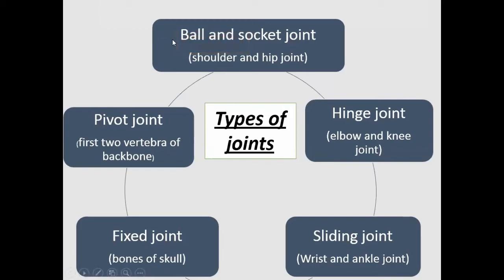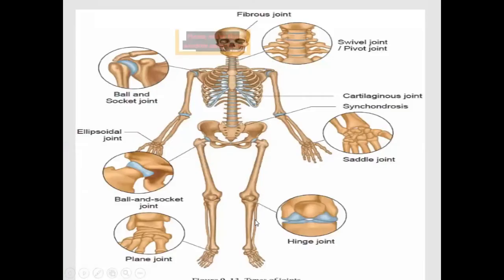As their name shows, it's a ball-like ball and socket-like joint. That's why they call it a ball and socket. Examples: ball and socket joints are present in the shoulder and hip joint, hinge joints are present in the elbow and the knee, and sliding joints are present in the wrist and the ankle joint. Fixed joints are not movable; they are the bones of a skull. And pivot joint, the first two vertebrae of the backbone. So these are the 5 types of joint.